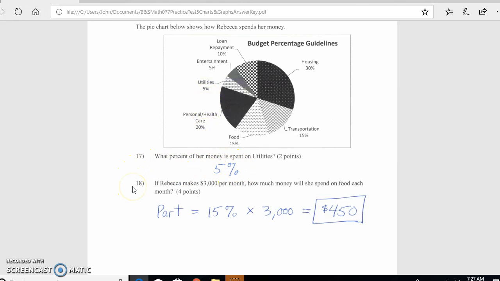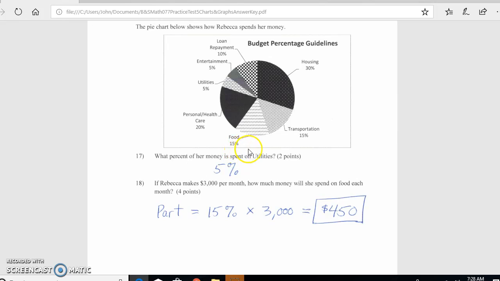And then for number 18, if Rebecca makes $3,000 per month, how much will she spend on food each month? So we are looking for the part of her total income per month, $3,000, that she's going to spend on food. This is a part problem, and we're going to use our part formula. The part that she spends on food is the percent times the total income per month.